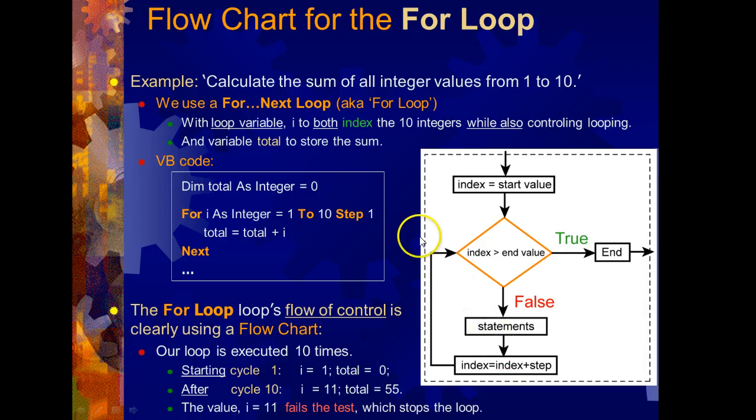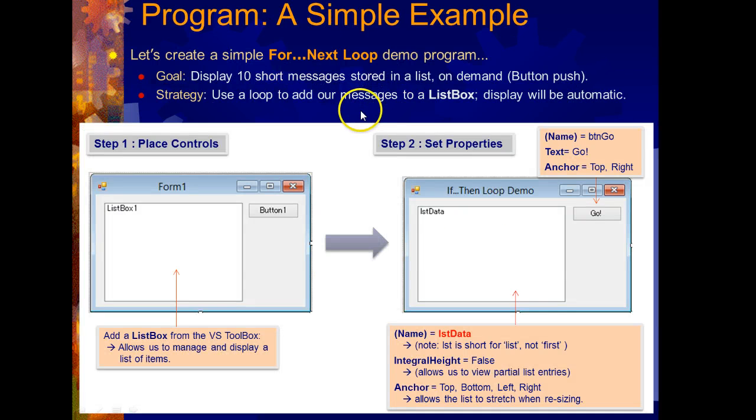Okay, let's take an example. Let's try an example before we go back to the previous slides. So here's a simple example. Let's create a simple for next loop demo program. The goal is to display 10 short messages stored in a list on demand just by pushing the button.